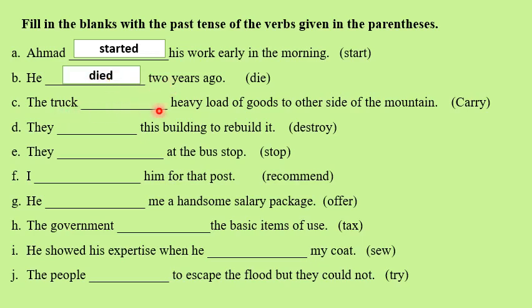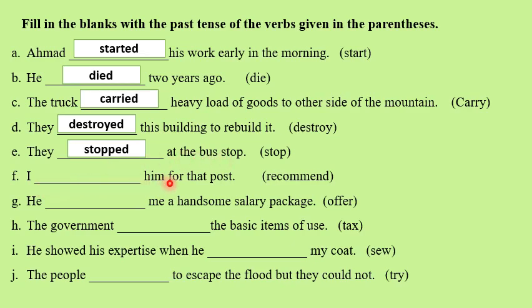The truck dash heavy load of goods to the other side of the mountain. The verb given here is carry, and here we are going to change it into the past form, carried. The truck carried heavy load of goods to the other side of the mountain. They dash this building to rebuild it. Destroy, and here the correct answer will be destroyed. They destroyed this building to rebuild it. They dash at the bus stop, and the verb given here is stop, so we are going to change it into the past form. They stopped at the bus stop.